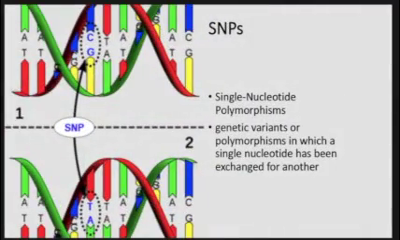Single nucleotide polymorphisms, which we call SNPs for short, are the main focus of gene-nutrient interaction. SNPs are defined as those genetic variants or polymorphisms in which a single nucleotide has been exchanged for another. For example, if CG is mutated to TA, there will be a different expression. Depending on the location of the mutation within a gene, such a mutation could have negative effects.